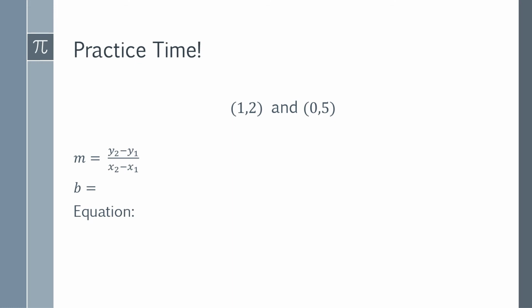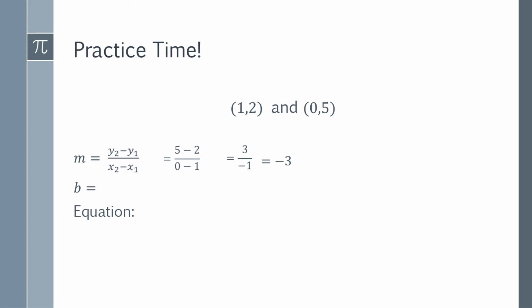Here is the first one. What is the line that goes through the points 1, 2, and 0, 5? Pause the video, come up with the equation, come back and see if you're right. All right, so first thing we're going to do is calculate the slope. y2 minus y1 over x2 minus x1. So we get 5 minus 2 over 0 minus 1, which is 3 over negative 1, which is just negative 3.